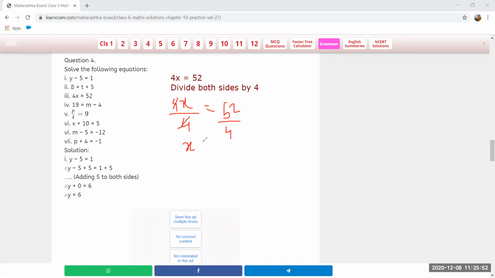And what would be the value? X is equal to, if we divide 52 by 4, then what would be the answer? 13, right? 13 fours are 52. So we will get the value of x is what? 13, right? So x is equal to 13. Clear, everyone? Many times we have solved these sums, right? Such kinds of sums. All right. Now let's do another sum. X is equal to 13.